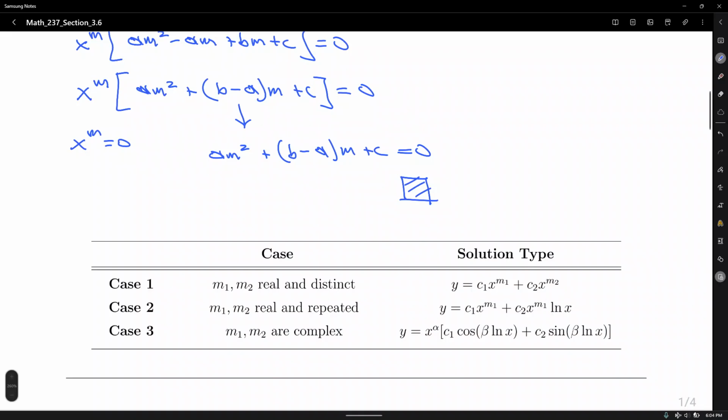If this were a cubic repeated, it would be plus some c3 x to the m1 ln of x quantity squared, and then we would be multiplying by powers of ln for even higher order. And for the case where m1 and m2 are complex, the solution is going to be of the form y equals x to the alpha, which is the real part of the complex number in the solution to the polynomial, times c1 cosine of beta ln x plus c2 sine beta ln x, where beta is the imaginary part of the solution.